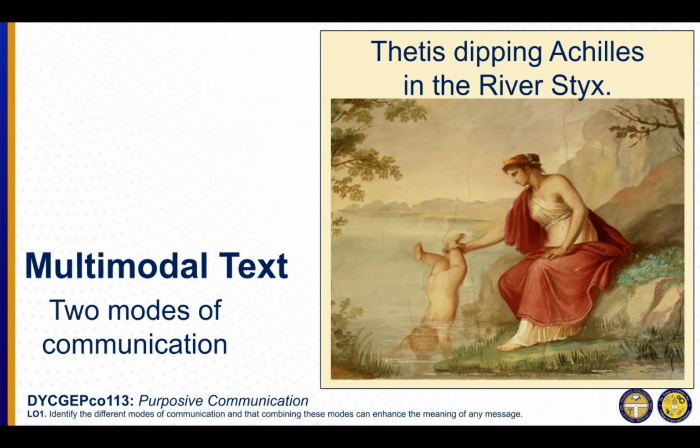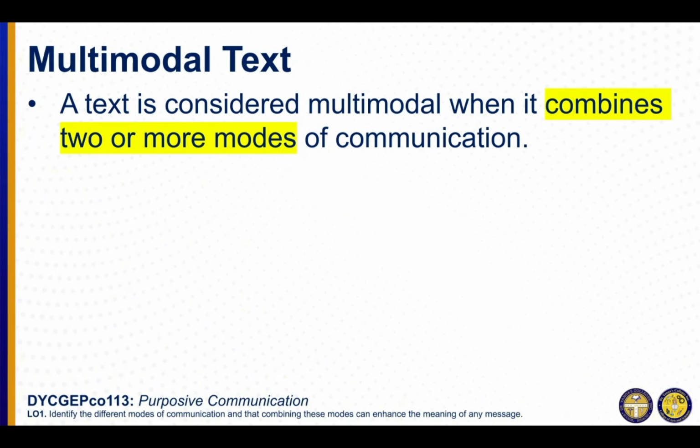Now, this example is, of course, a multimodal text because it uses two modes of communication. It uses two ways to deliver the message. First, there is a text on top, and the second one is an image. Once again, this is a multimodal text, meaning it uses two ways or dalawang paraan to communicate the message it intends to convey. So, a text is considered multimodal when it combines two or more modes of communication.